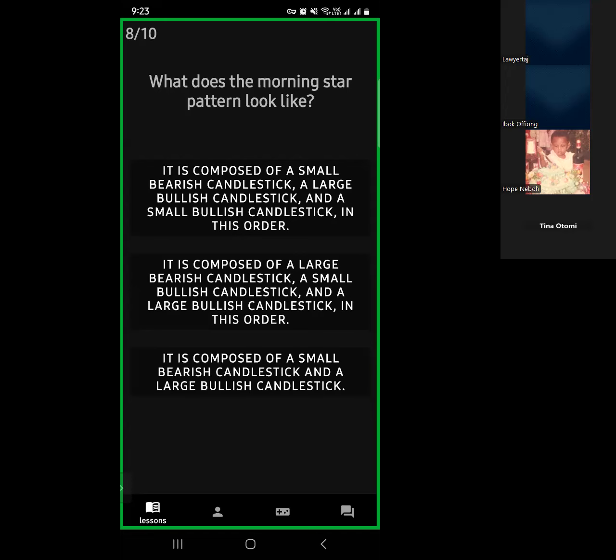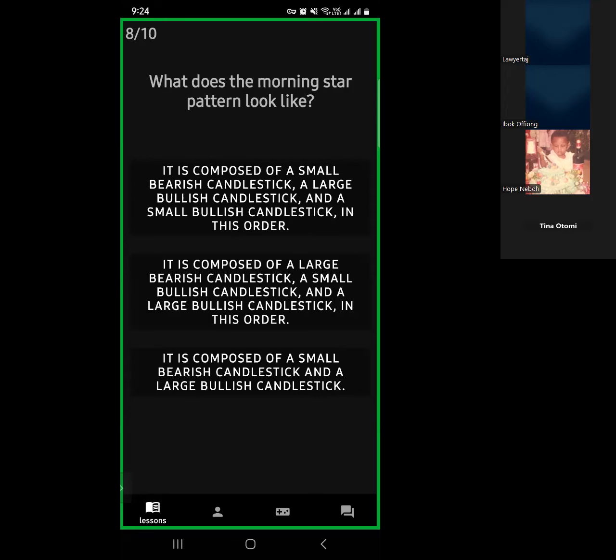What does the morning star pattern look like? Number 1 says it is composed of a small bearish candlestick, a large bullish candlestick, and a small bullish candlestick. Number 2 says it is composed of a large bearish candlestick, a small bullish candlestick, and a large bullish candlestick in this order. Number 3 says it is composed of a small bearish candlestick and a large bullish candlestick.